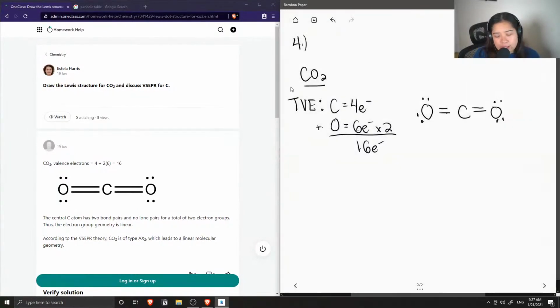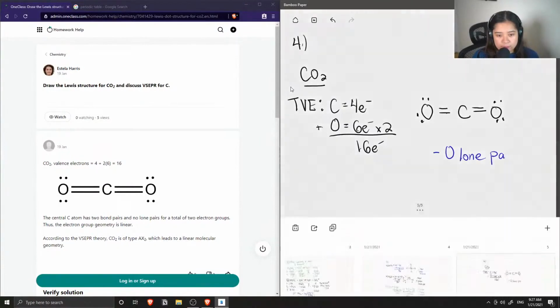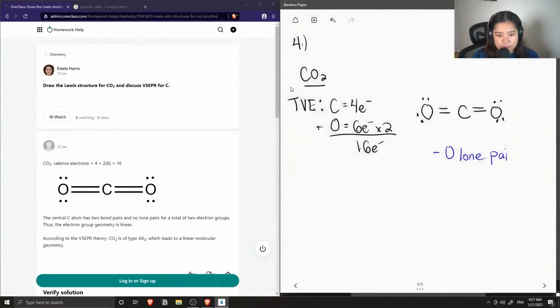So now let's analyze its VSEPR shape, so its molecular shape and its electron geometry. And to do that, we need to look at the central carbon atom for this molecule. So carbon has 0 lone pairs. And it has 2 bonded atoms.